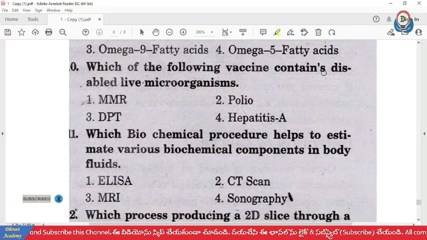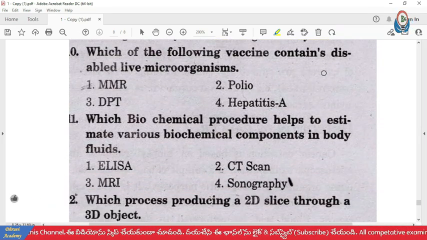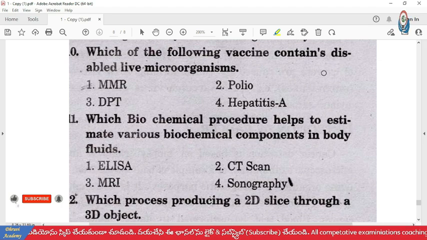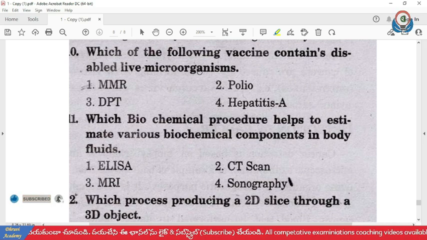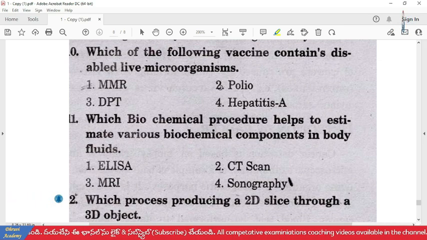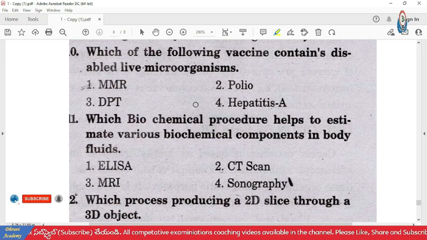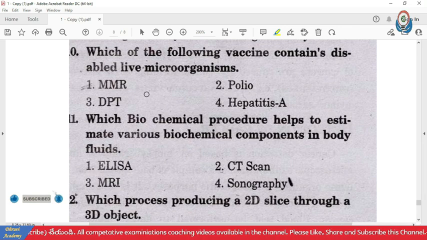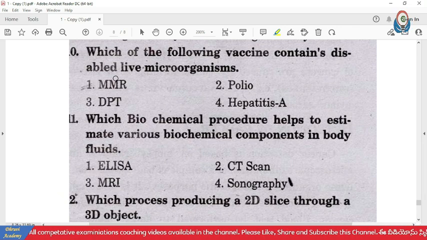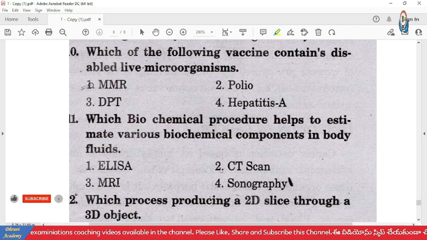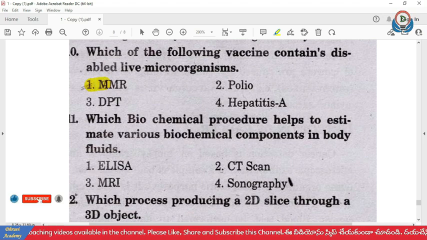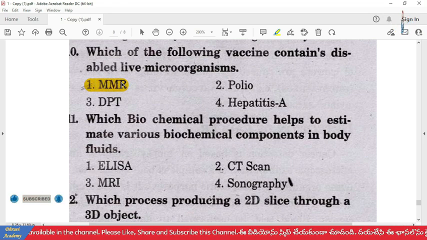Next, which of the following vaccines contains disabled live microorganisms? Is it one MMR, the second one polio, the third one DPT, and the fourth one hepatitis A? Its answer is: the vaccine containing disabled live microorganisms is MMR.